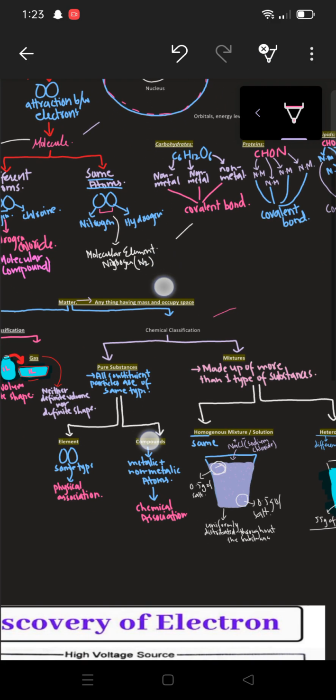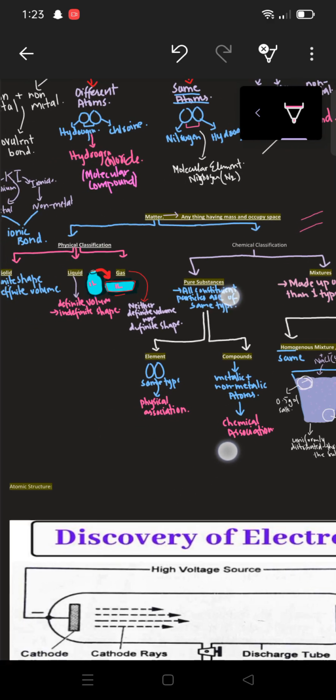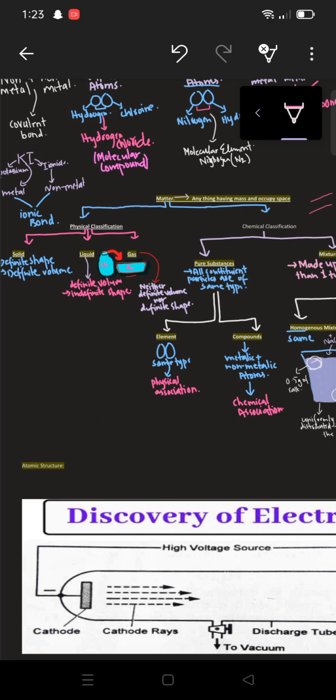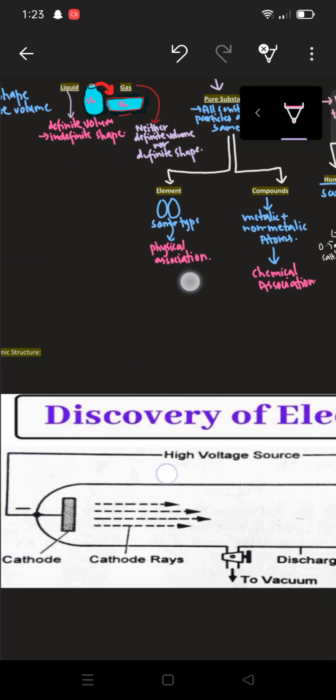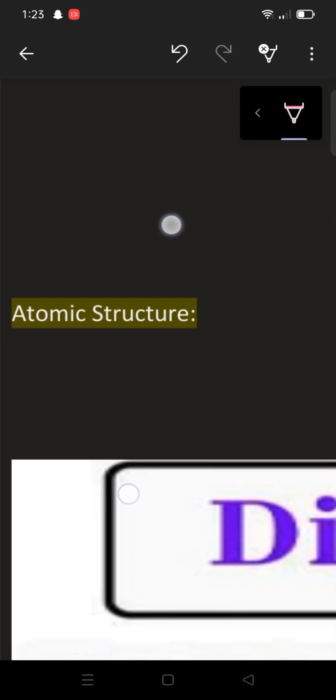Okay, so as in the last video we discussed matter and its classification. In today's video we are going to discuss the discovery of subatomic particles, right? So here we have atomic structure.